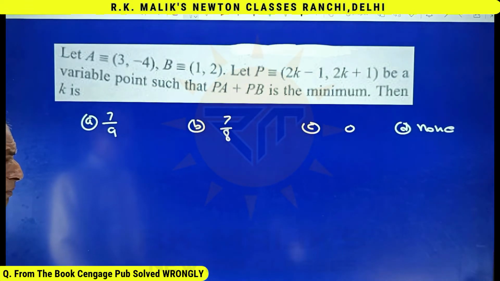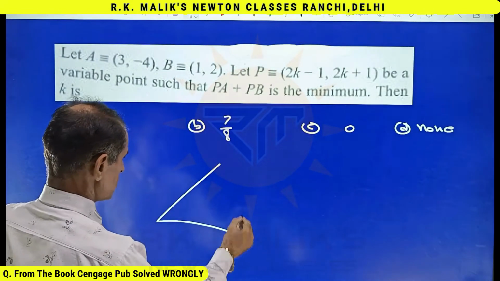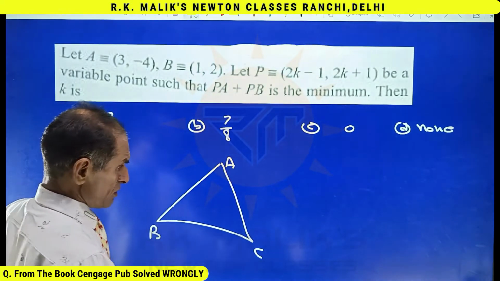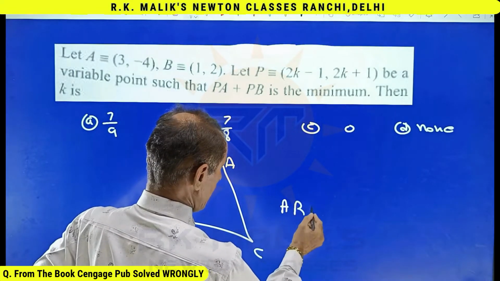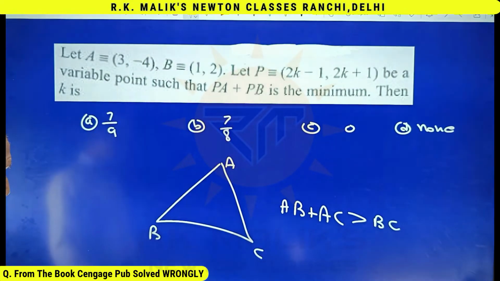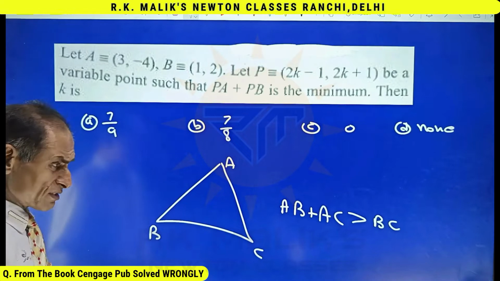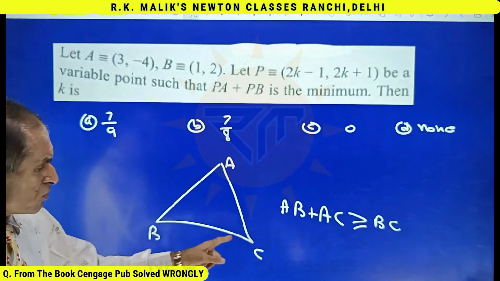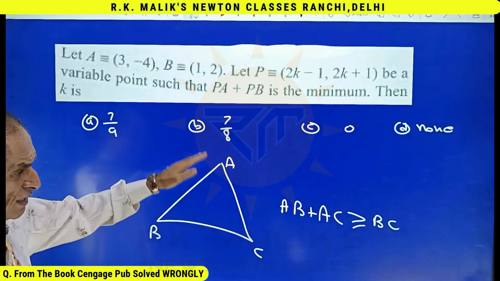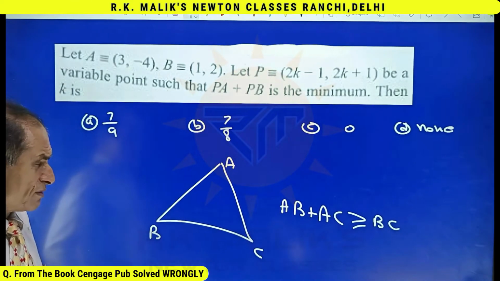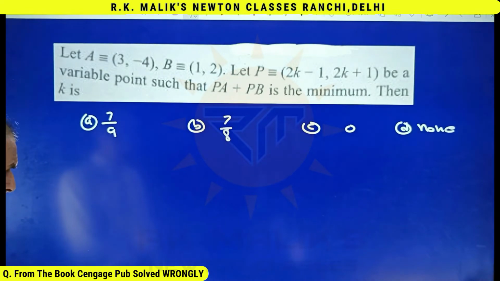That book has used the concept of triangle inequality. The triangle inequality is: if ABC is a triangle, remember that the sum of any two sides is always greater than the third side. That is, this length plus this length is always greater than this length. Equality is possible only when A comes on the line BC. When A is outside, then AB + AC will surely be greater than BC. And now I am going to use this concept in this question.